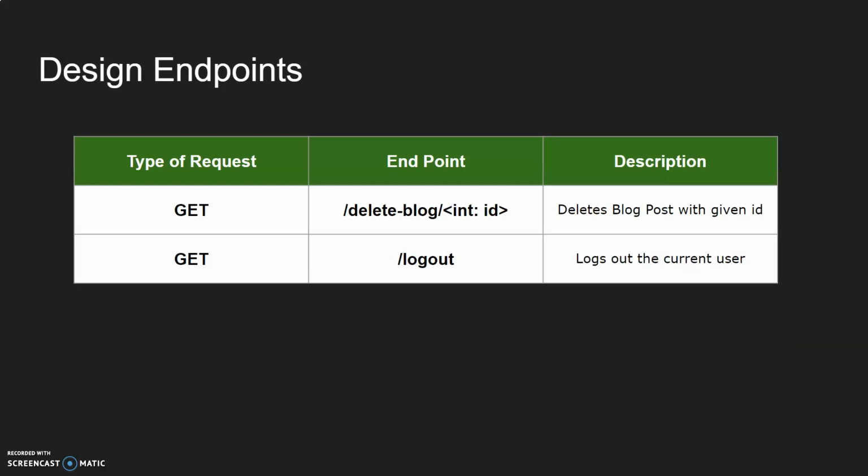Alright, what else is left? The last two are GET requests, both of them. One is delete-blog and the blog ID. This will delete the blog post with the given ID. And the last one is a GET request of logout. This will log out the current user. So these are the endpoints that we're going to use to create our blog application project.